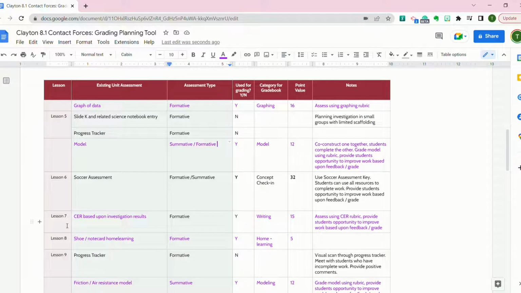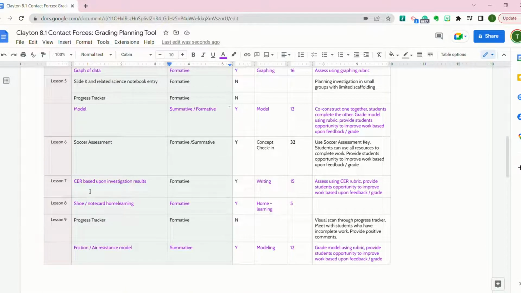So in lesson seven, you'll notice we've created an assignment. This is another place where we do a CER. So this is our second one for the unit. So we have two writing assignments now in the unit to take a look at. And again, we're using the same rubric as before, just a different prompt.